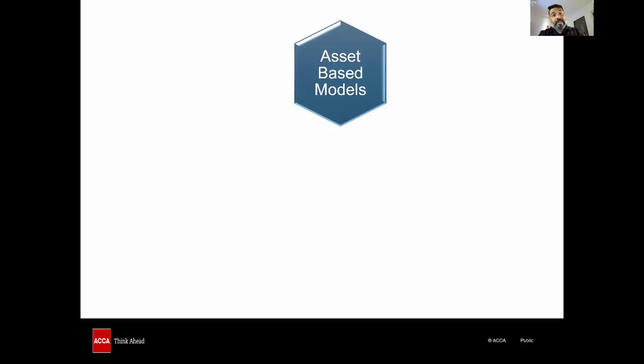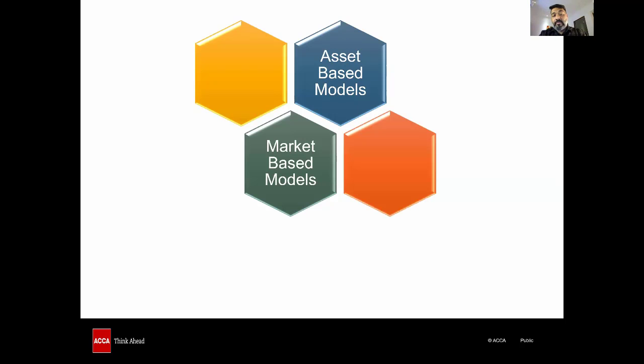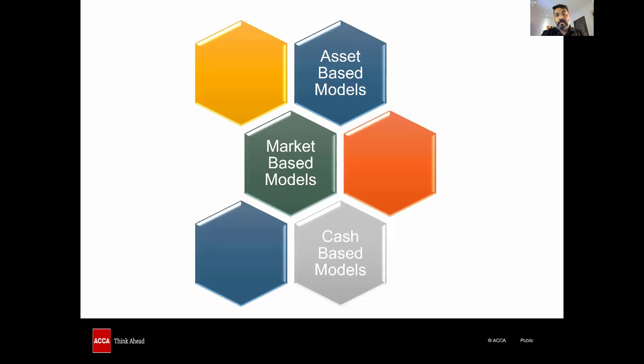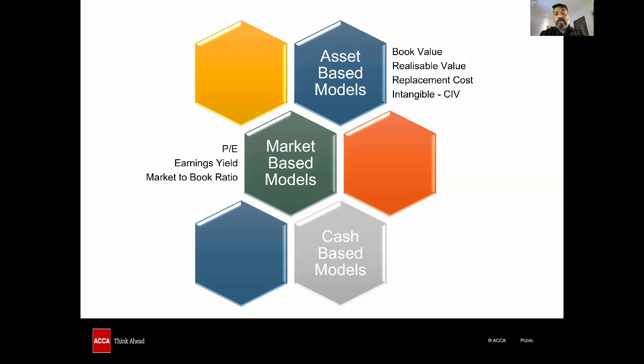Now, there are various valuation methods. We've got asset-based models, market-based models, and cash-based models. In asset-based models, we've got the book value, realizable value, replacement cost, and for finding the intangible value, we've got CIV, which is calculated intangible value. In market-based models, we've got the P/E ratio, the earnings yield, the market-to-book ratio, the top and skew.